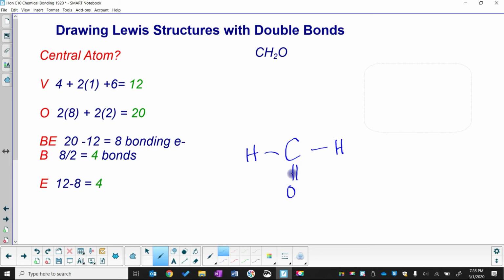Now carbon has a full octet. Hydrogen has a full duet. Hydrogen has a full duet. Oxygen, however, only has 4 electrons, so it's going to need 4 more, or 4 extra, to fill the octet.